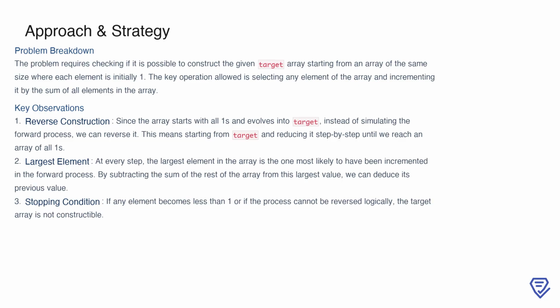This means working backward from the given target array, reducing it step by step until we reach an array of all ones. The most critical part of this reverse process is identifying the largest element in the array at each step, as it's the one most likely to have been incremented in the forward process. By subtracting the sum of the rest of the array from this largest value, we can deduce its previous value. Throughout this process, we must also monitor for any stopping conditions, such as if an element becomes less than 1 or if the reduction cannot logically continue. If either of these occurs, we can conclude that the target array is not constructible.